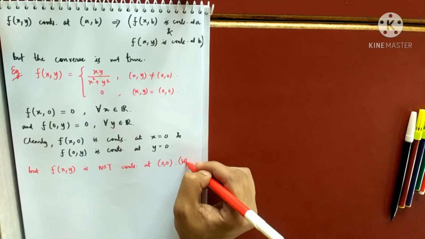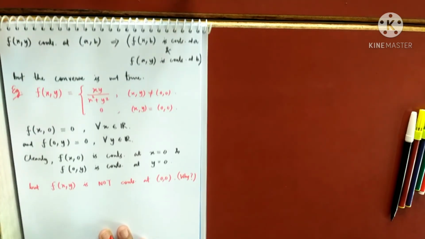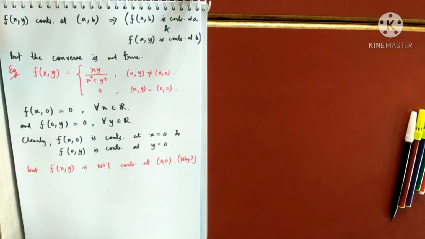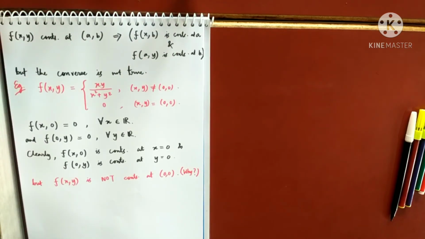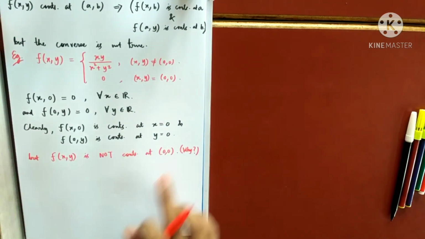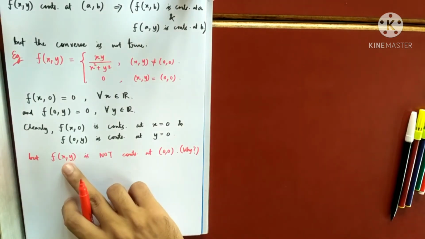Why? I have already done this. Can anyone tell me why this function is not continuous at 0, 0? While approaching the limit point via the line y equals to mx, we get different values of m. Very good. I know that the limit as x tends to 0, y tends to 0 of this function does not exist, because if you approach 0, 0 along the line y equals to mx, I will get different answers. So because the limit at 0, 0 does not exist, the function cannot be continuous at 0, 0. I have already done this, but you can write it down.